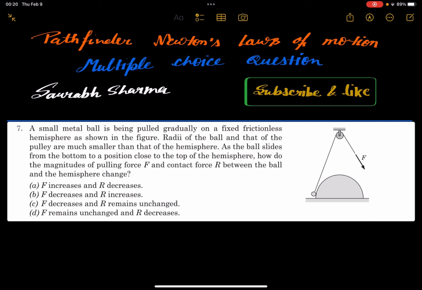Hello friends, I am coming with question number 7 of Pathfinder Newton's laws of motion. What is the wording of this question?